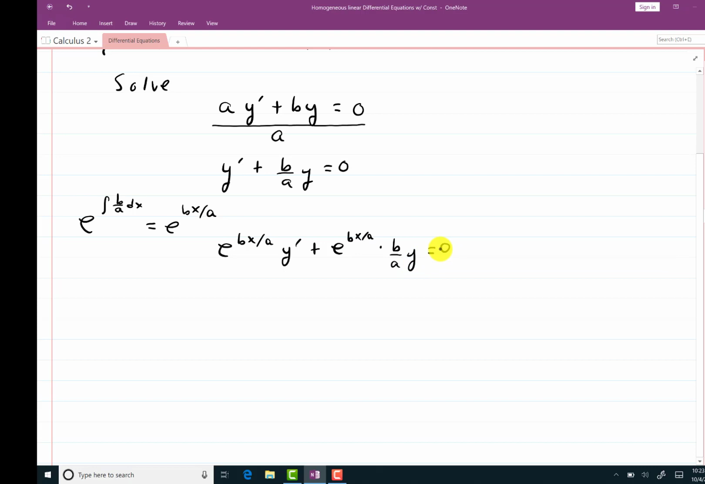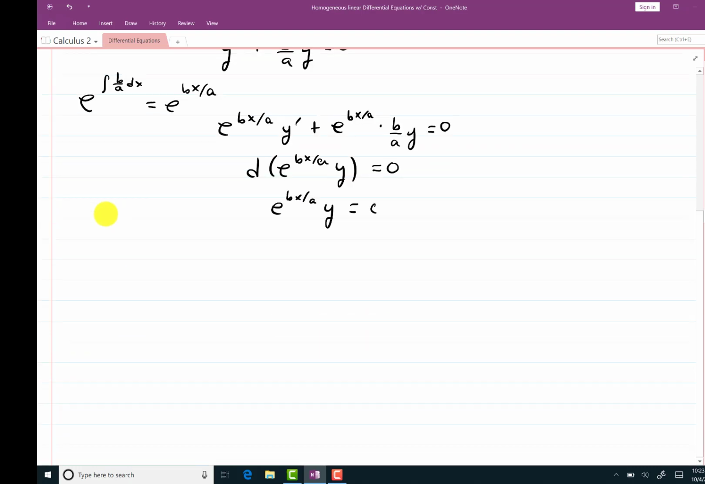Of course, the left side becomes the derivative of e to the bx over a times y. That's equal to 0. And that means that e to the bx over a times y is a constant. And then, of course, we get y equals a constant times e to the negative bx over a. Well, what someone noticed was that these kinds of solutions pop up a lot when you have constant coefficients.